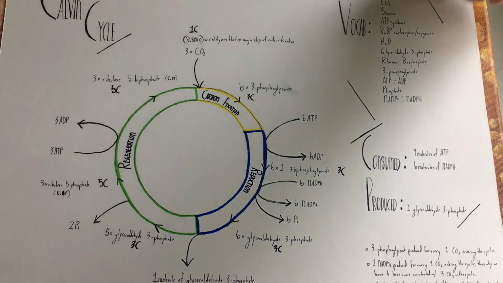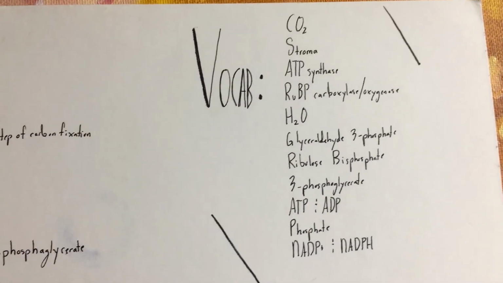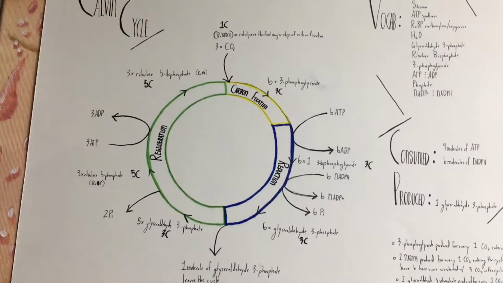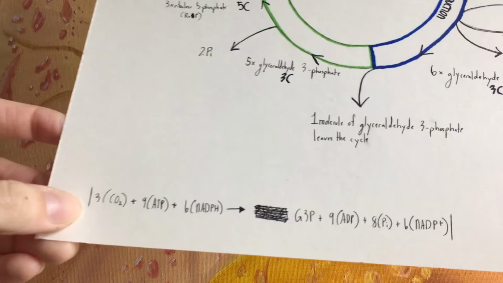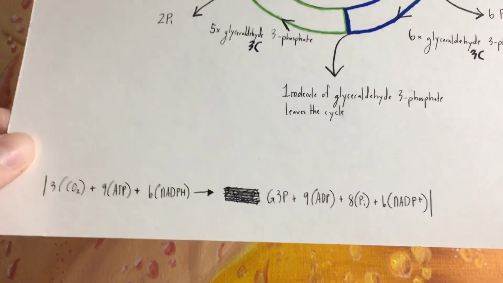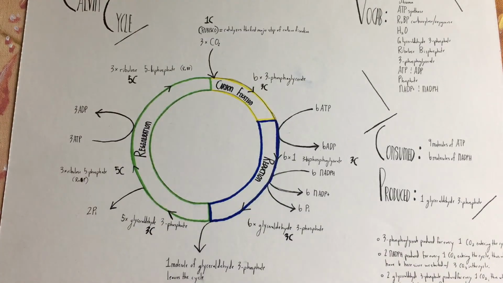And then our vocabulary words, I'll just zoom in on that. Those are all the things that are going into this. And then, just in summary for this section, the equation is here as follows. I messed up a little bit, just ignore that. Alright, so that is for the Calvin cycle.